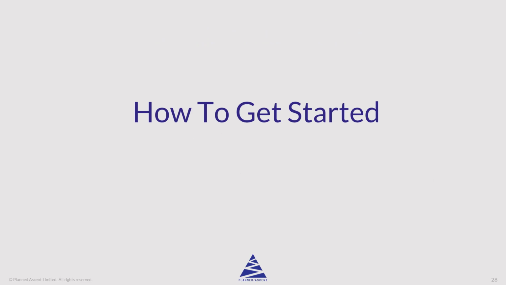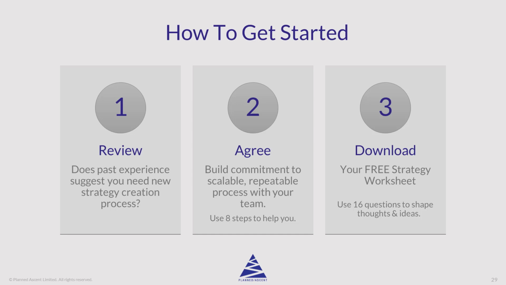How to get started. If you have an agreed strategic goal in mind, work through these steps to get started right away. Review your past experience. Does it suggest that your existing ways of working are sufficient, or do you need a new strategy creation process? If you need a new process, schedule an appointment time to discuss this with your team and build commitment to a new, scalable, and repeatable approach.